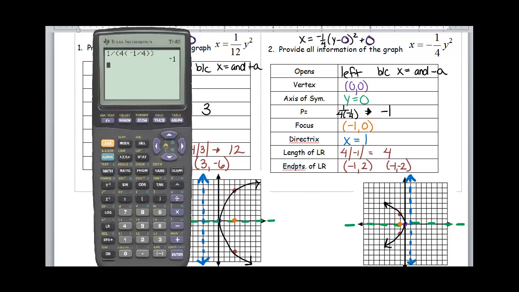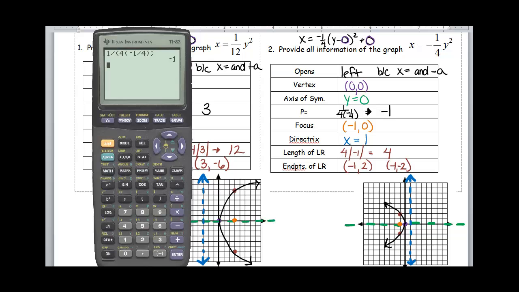Next, for the length of the LR, I want to do 4 times the absolute value of (-1). So 4 times +1 is 4. But remember, that's the distance between both endpoints. From the focus, I only want to go half that distance up and down. And so 2 units up puts me at (-1, 2), and 2 units down puts me at (-1, -2). The last step again is to draw your parabola through the vertex and those endpoints of the LR.